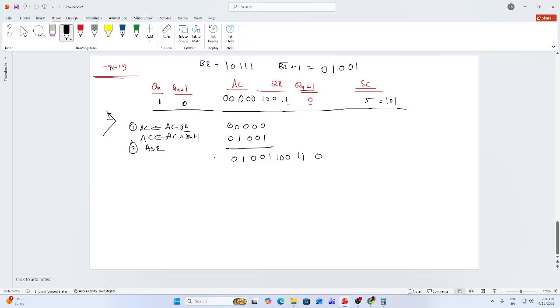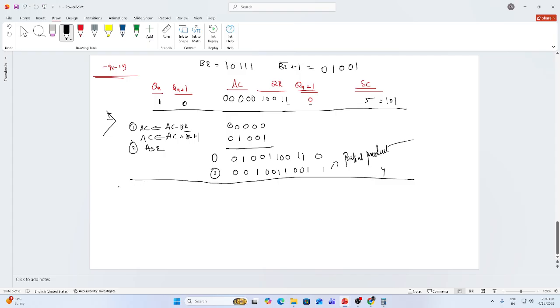This is the first step. In the second step, the arithmetic right shift, you retain the sign as it is, then this 0 goes here, 1 comes here, this 0 comes here, 0 1 1 0 0 1, and this 1 will go here. So this is the first iteration we have completed. This is the partial product we obtained in the first iteration. We also decrement the count to 4.